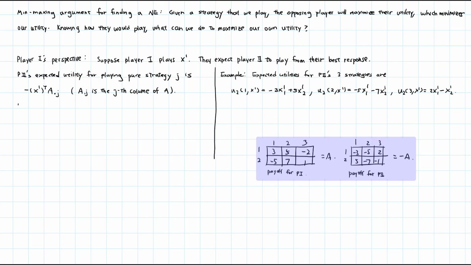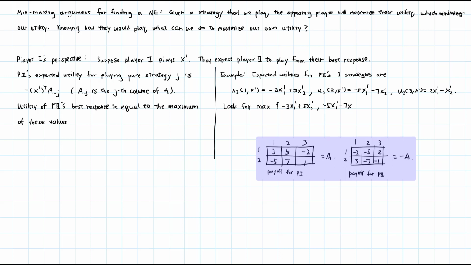Now recall that the utility of player 2's best response is equal to the maximum of these values. So in our example, we are looking for the maximum of these 3 expressions here. So that translates into max over all possible j of minus x1 transpose A dot j. And this is equal to minus the minimum over all j of x1 transpose times A dot j. So in our example, we are looking for minus the minimum of these 3 expressions negated.